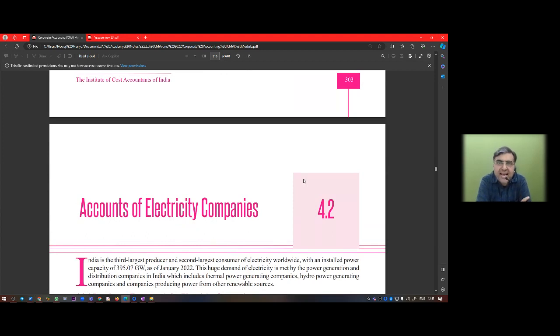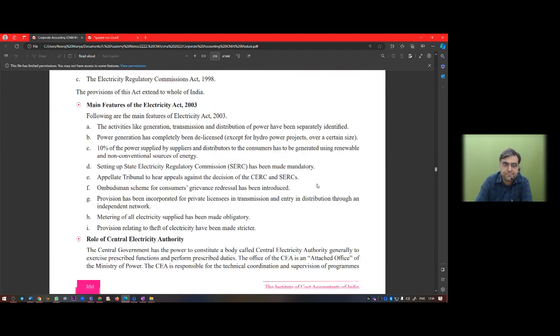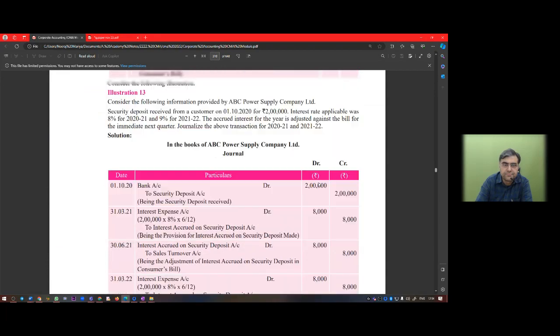Guys, regarding electricity companies, these are special, governed by the special act. They have their own schedule to prepare their financial statements, but for the end user, listen carefully, they maintain parallel two kinds of financial statements, one in their own format and secondly as per Schedule 3 of Companies Act, as we have just done in a question now.